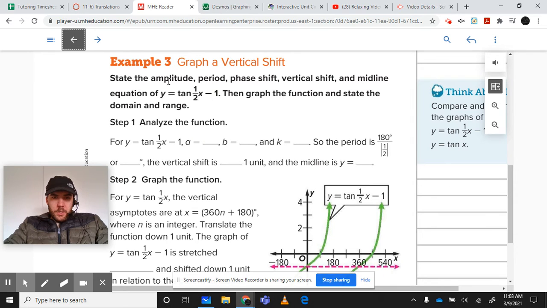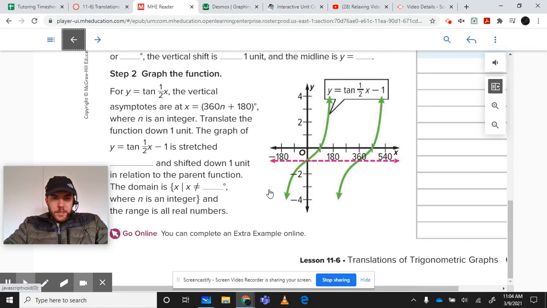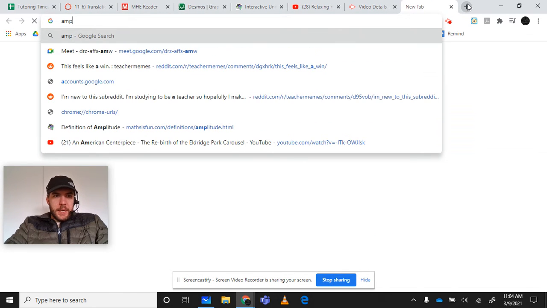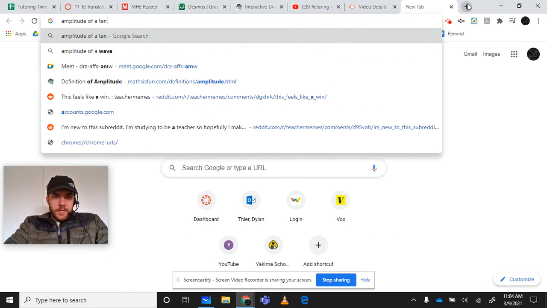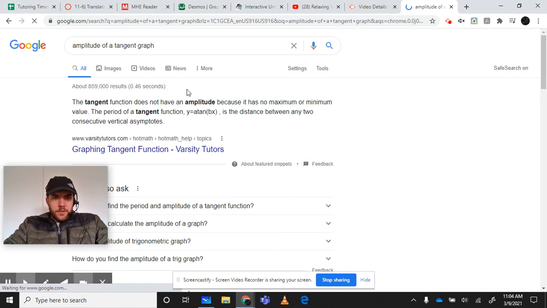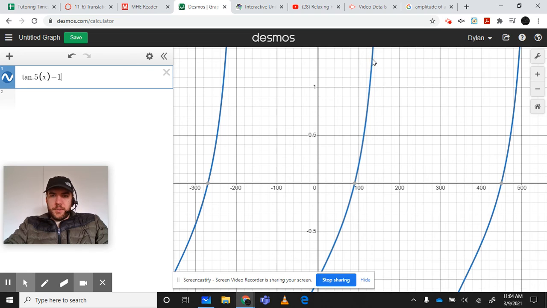They just want the, well, let's go through the amplitude, the period, the phase shift, the vertical shift, midline. So the amplitude, it's a good question. What do we say about the amplitude here? I'm going to have to look that up. Amplitude of a tangent. Should still be the, yeah, that's kind of what I was thinking. It should not have an amplitude. It doesn't have a maximum or minimum. So this line is not going up to some value and coming back down.